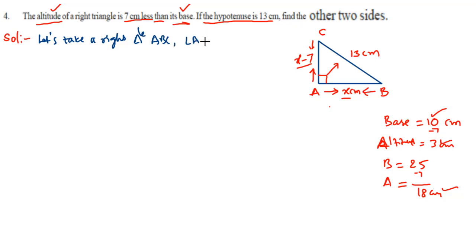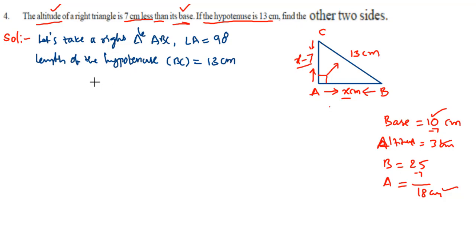Now from the right angle triangle, we can write the length of the hypotenuse, that is BC, is 13 centimeters. So the length of the hypotenuse, BC, equals 13 centimeters.